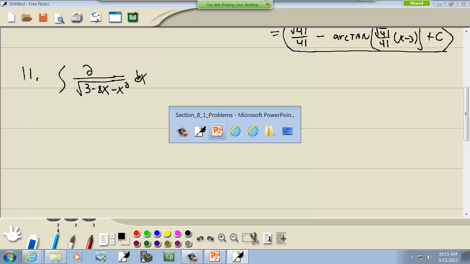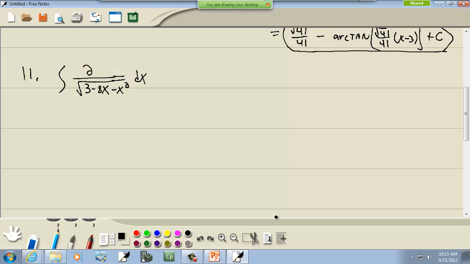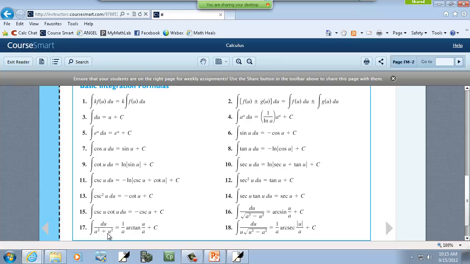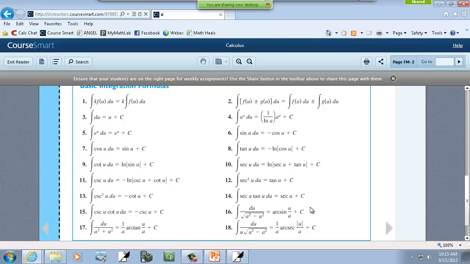So then we go to our formulas. Looking for a square root downstairs. No. Here's a radical downstairs. Possibility number 16. This one, no radical downstairs, no. Or it could be 18. Now 18 has a u out in front of it. That would imply that we have a variable out here. We don't have a variable out here. So we want to use number 16. So we want to rewrite that as a squared minus u squared.